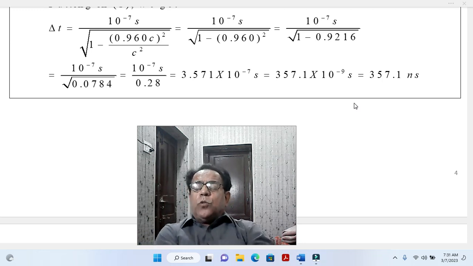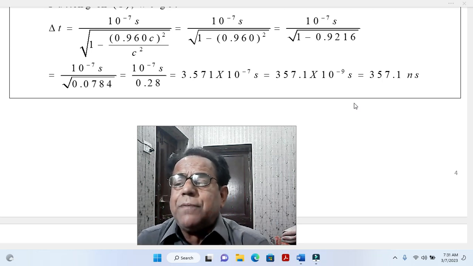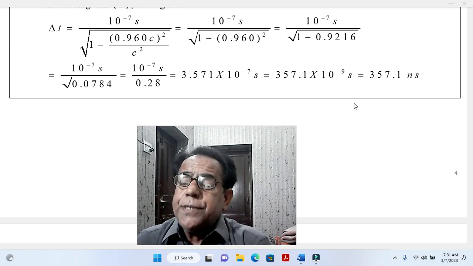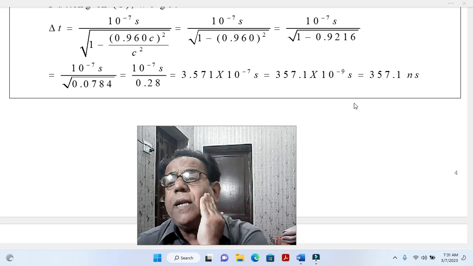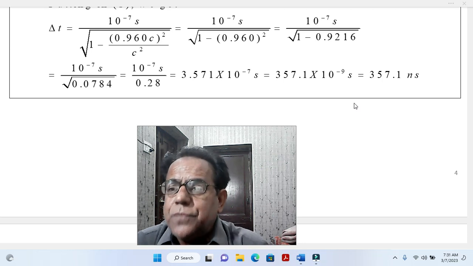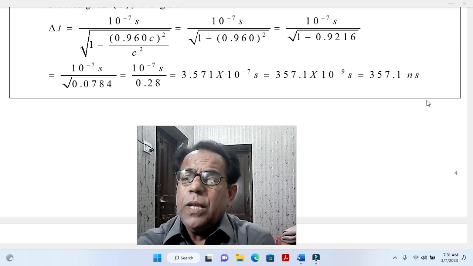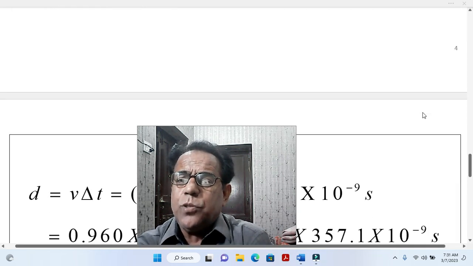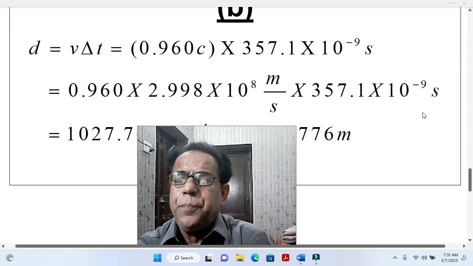Okay, so this has alternatively become equal to 357.1 into 10 raised to the power minus 9 second, and we know that 10 raised to the power minus 9 is called nano. So here we can write it as 357.1 nanosecond. Okay, our part A of solution has been solved successfully. Now we come towards part B.